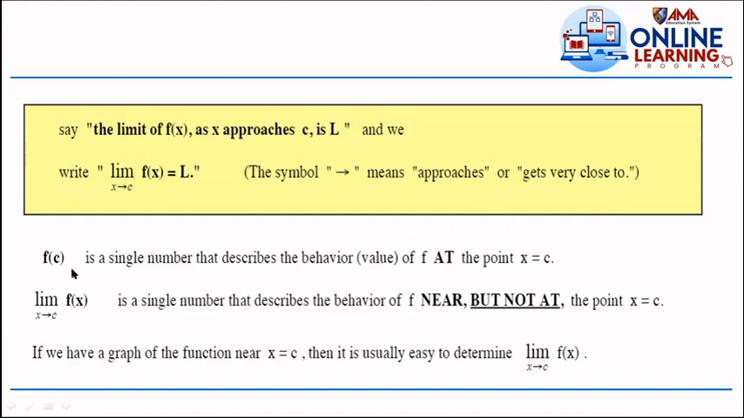So f of the constant is a single number that describes the value of f at the point x is equal to the constant. Okay? The limit of f(x) as x approaches the constant is a single number that describes the behavior of f near but not at the point x is equal to the constant. Okay? If you have a graph of the function near x is equal to the constant, then it is usually easy to determine the limit of f(x) as x approaches the constant. Okay?